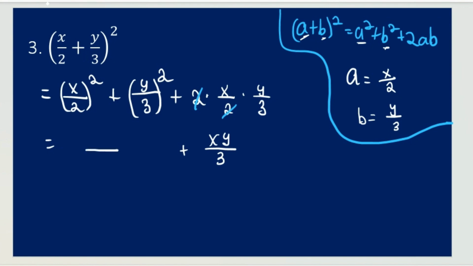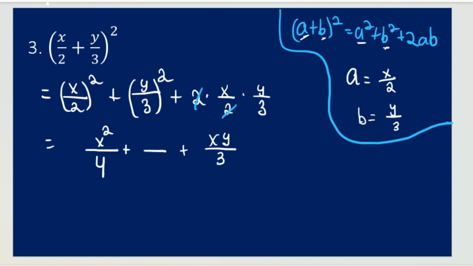Now here, the first term, (x/2) whole square. The power 2 is going to be for the numerator and the denominator. So x squared is going to be the numerator. Now 2 squared is going to be the denominator, but when we solve 2 squared, we're going to get 4.